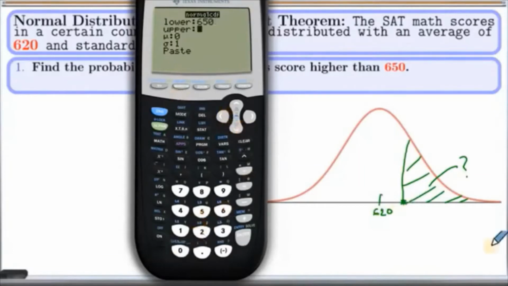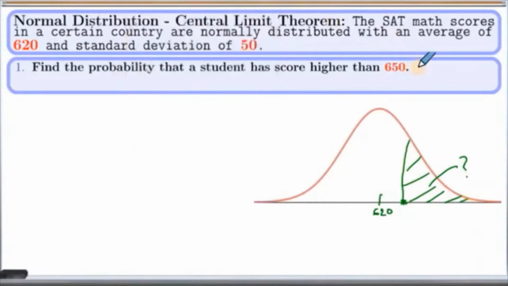And the upper value here will be a really large positive number, so let me just type 10,000. Our mean is 620, and our standard deviation is 50. Now hit enter, then enter. So we have this number here. That's the area to the right, this area. Let me put that down here. So this probability is 0.2743.